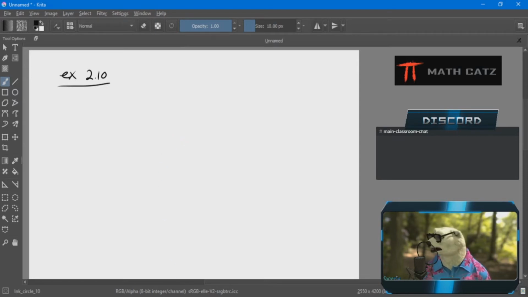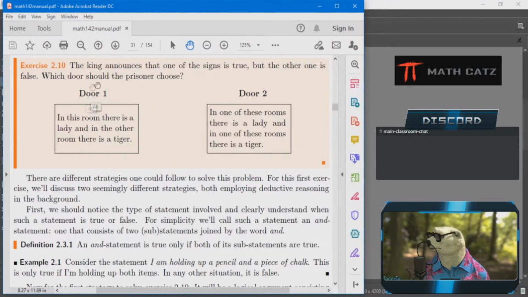Now, let us see what the doors are saying and what the king is saying. First of all, the king, like I said, announces one of these signs is true, the other one is false. Door one says, in this room there's a lady, and in the other room there's a tiger. Door two says, in one of these rooms there's a lady, and in one of these rooms there is a tiger. All right. So, first of all, I have the issue of how am I going to approach this? Of course, that's always my issue. I want to come up with a plan.